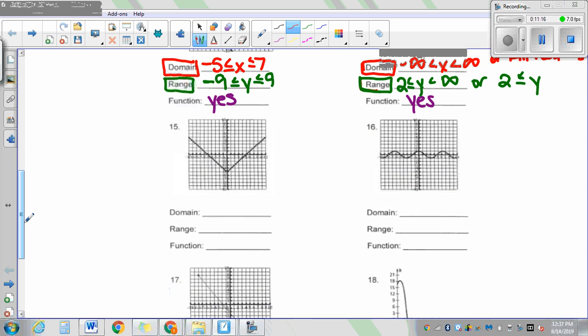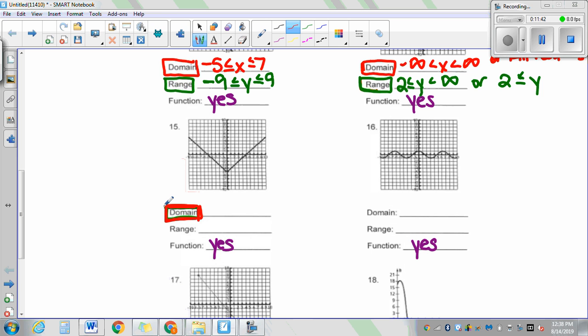Now remember, these guys are also functions. It passes the vertical line test. So yes and yes. So I'm going to go back. I like my colors. Domain, all the x values. So I need to go from the left. Oh, I'm sorry. Domain is in red. The domain goes from the left-hand side to the right-hand side.